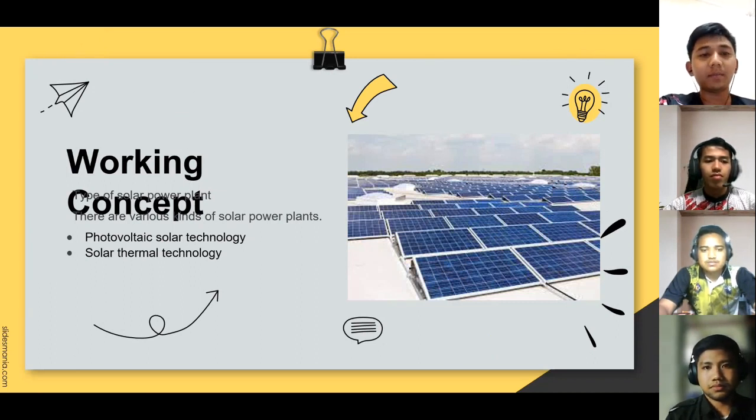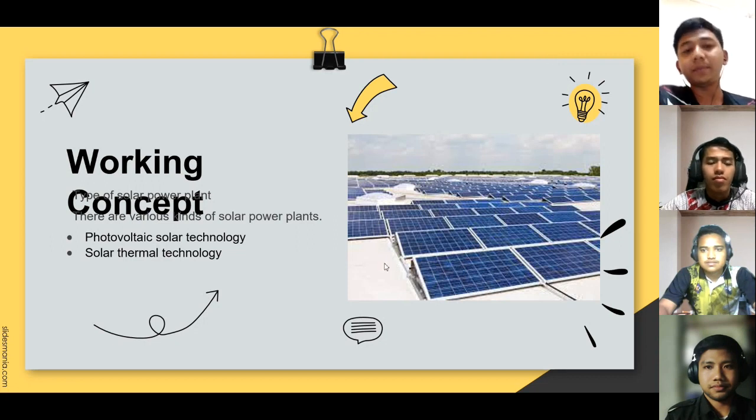For the working concept, there are two types of solar power plant concepts: first, photovoltaic solar technology, and second, solar thermal technology.